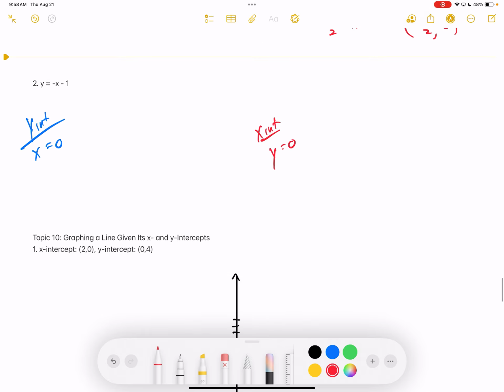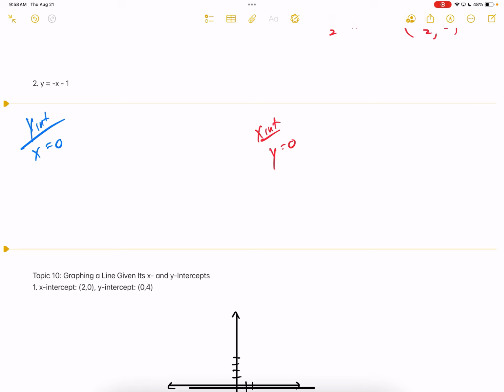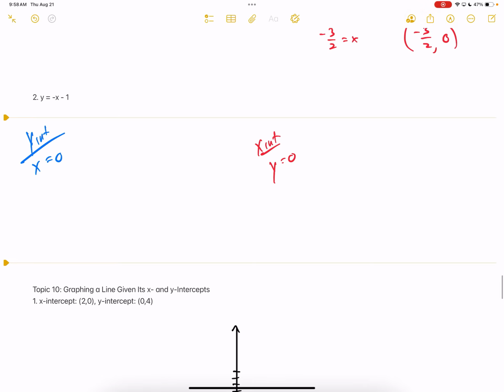The next one, same idea. To find the y-intercept, we make x be 0. You have a negative 0 there, but that's fine. So you get y equals negative 1. Again, 0 minus 1 would just be negative 1. So you have (0, negative 1), and that's my y-intercept.